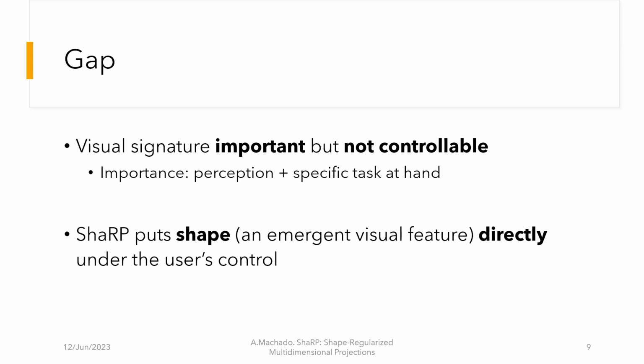Also, not only on the perceptual side that we were just talking about, but also for some specific tasks, we might benefit from having a specific visual signature show up. I'm going to give more details about this later. The main contribution of ShaRP is to put this shape aspect, which is part of visual signature, an emergent visual feature, directly under the user's control. So the user can define the visual signature of their own projection with respect to shape. This is what we want to do with ShaRP.